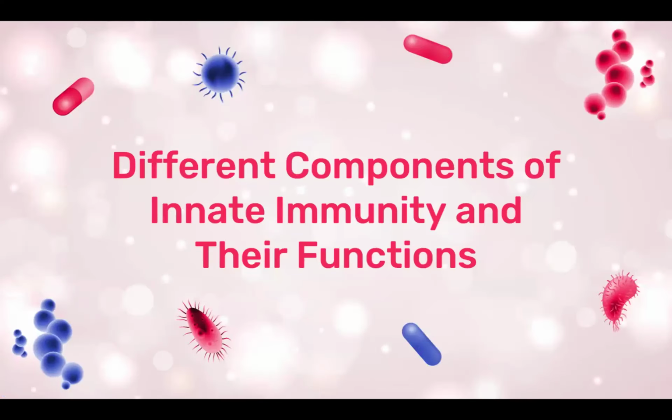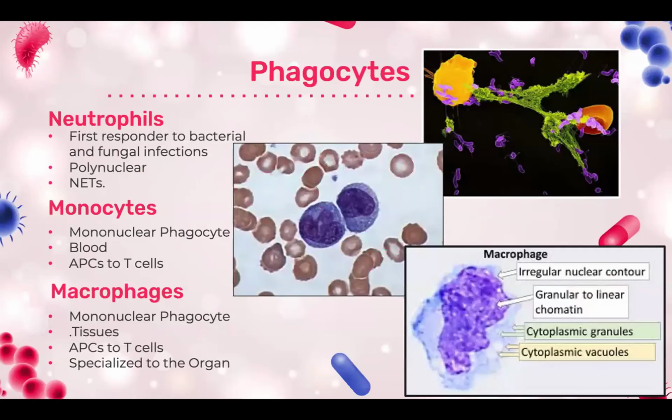I'll be presenting the different components of innate immunity and their functions. Neutrophils are the first responders that attack bacterial and fungal infections inside tissues. Neutrophils will phagocytose, or ingest, microbes to be destroyed and are polynuclear leukocytes, which means that their nucleus is segmented into multiple, up to 5, connected lobules.